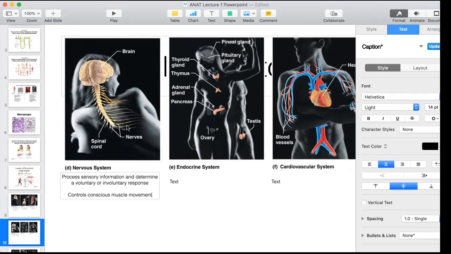So it's also the same with your smooth muscle as well. For example, the actions of your stomach, the actions of your intestines, the actions of your liver, all that's controlled by the brain, either consciously or subconsciously.